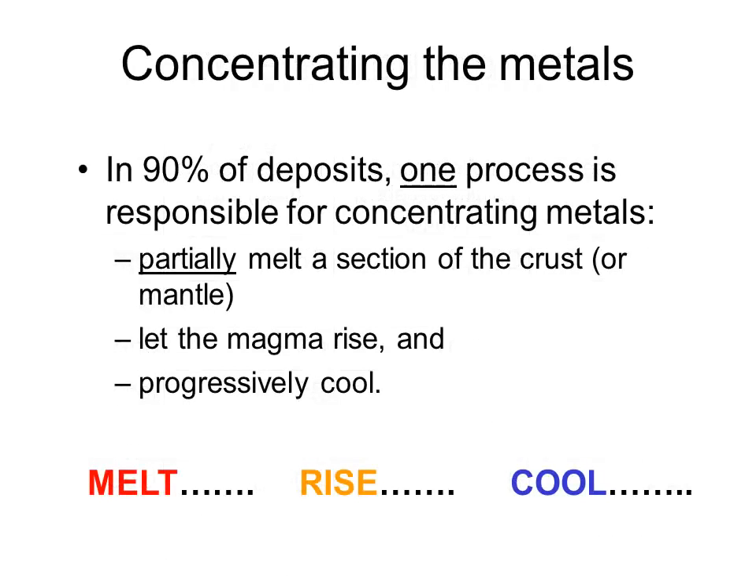Now let's turn to how nature provides these higher concentrations of metals or ore deposits. In 90% of deposits, one single process is responsible for concentrating the metals. Partially melt a section of the crust or mantle. You'll see shortly why partially melting is important. Let the magma rise through the crust and progressively cool that magma to allow certain metals to be concentrated at various stages of this cooling process. So melt, rise, and cool. And we'll look at each of these processes in turn.